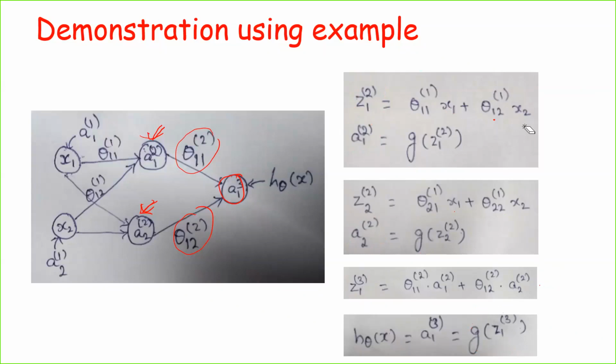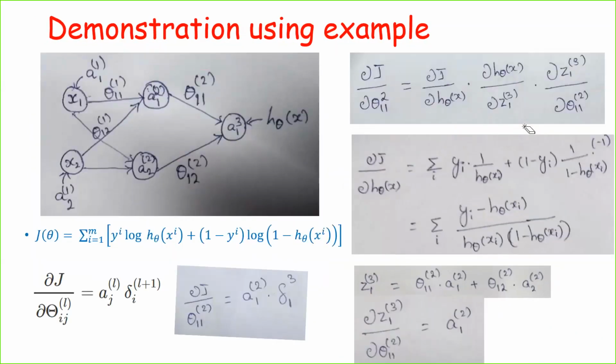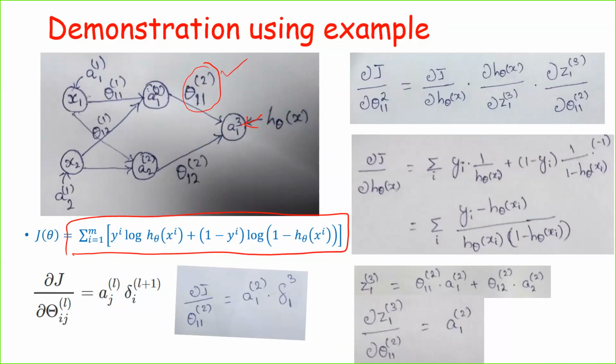So now, suppose I want to compute the gradient with respect to this theta 112. There is only one output unit, so the loss function is similar to the logistic regression cost function. If I want to update this weight using the back propagation algorithm, this was the formula that we have seen in the previous slides: derivative of J with respect to theta ijl is equivalent to ajl times delta i l plus 1.